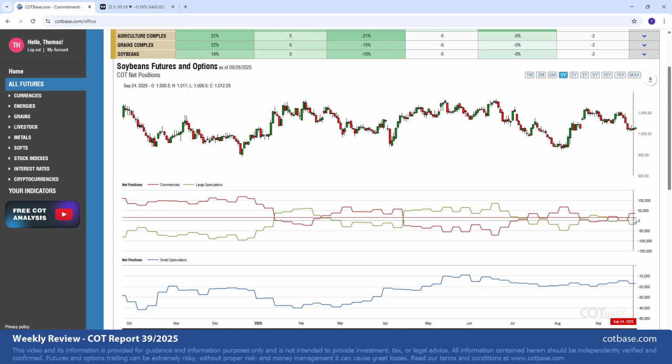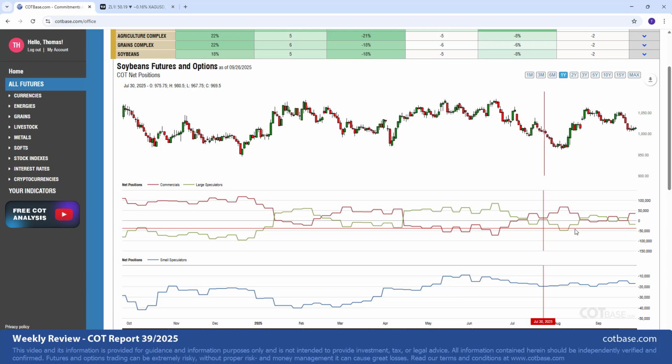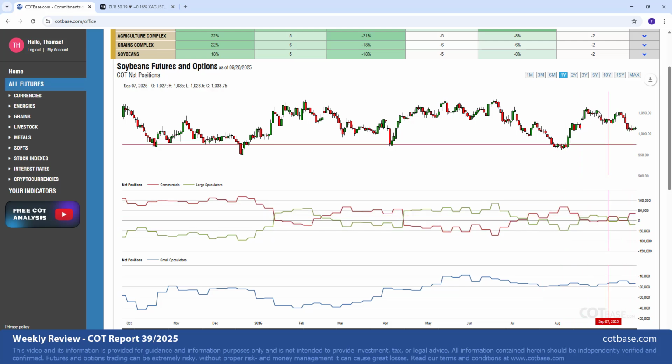Moving on to our next market. Not surprisingly, another soybean market, soybeans itself, with a 18% change in commercials net positions, being a bit larger than average, but nothing surprisingly huge. Again, this is a bullish change signal.